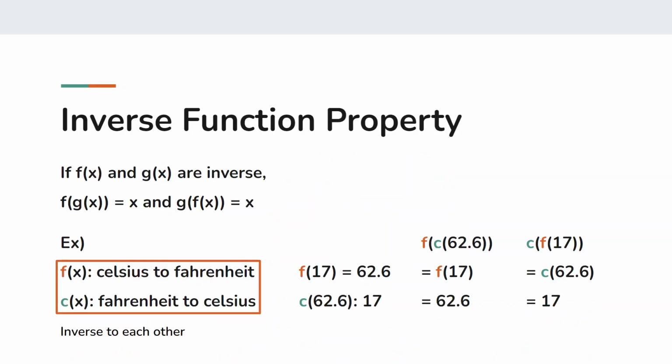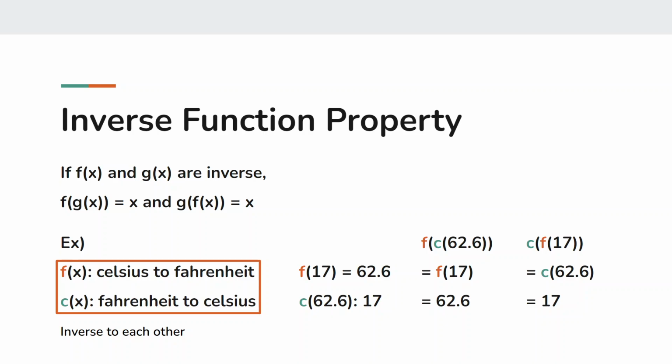Now that we know what an inverse function is, what are some properties of them? If we have two functions f and g and they are both inverse to each other, then f of g of x and g of f of x are both x.